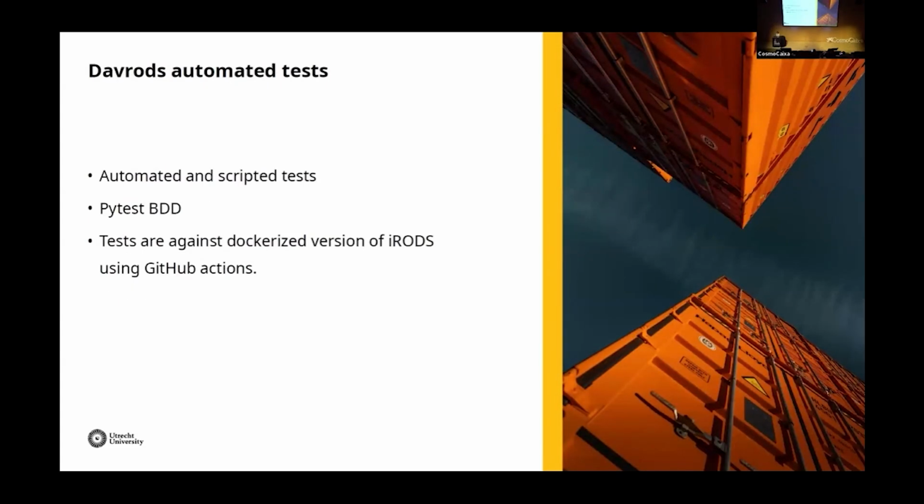So the recent development that we've done is with Davrods automated tests. We have automated and scripted tests using PyTest BDD. PyTest BDD is behavior-driven development, and it's a subset of the Gherkin language where we use given-when-then scenarios. It is in development and will be available soon. These tests are run against our Dockerized version of an iRODS instance and the Davrods instance using GitHub Actions.